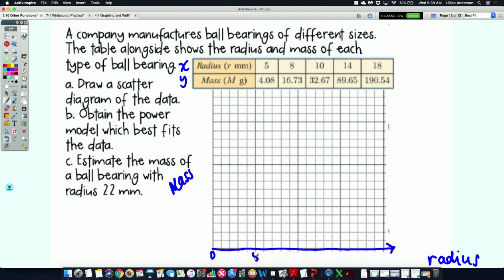And every centimeter is going to be 5, so 5, 10, 15, and 20. Does that cover all my radii? Okay, yes. You mean millimeters? No, every centimeter in the centimeter graph paper will represent 5 millimeters, yes. Okay. Yeah.